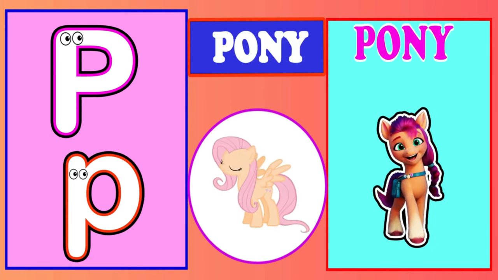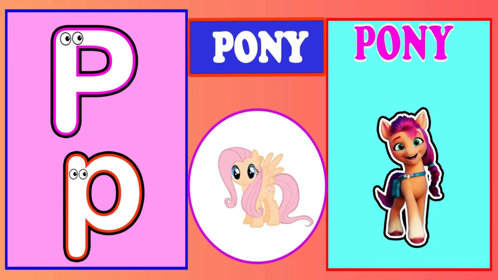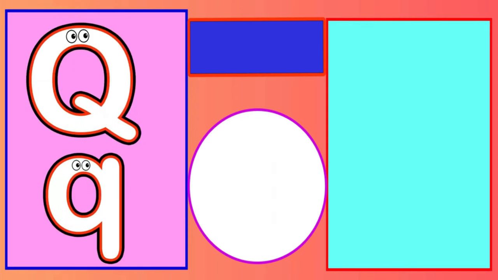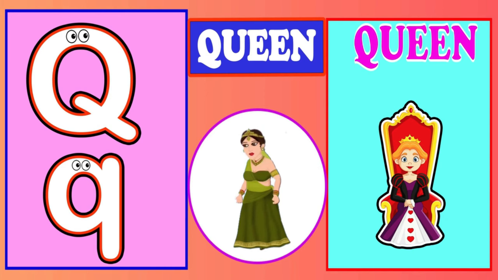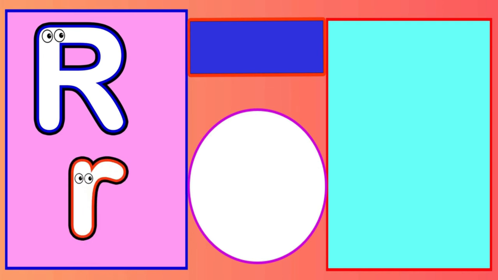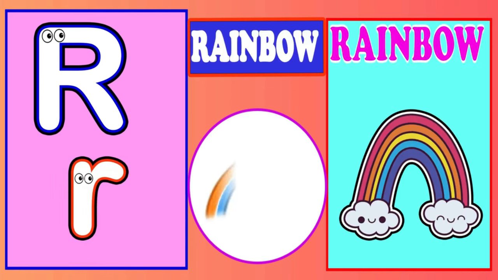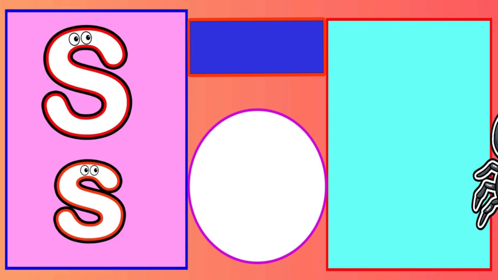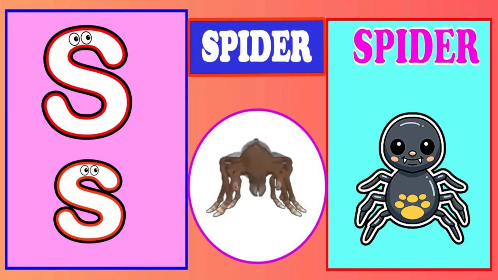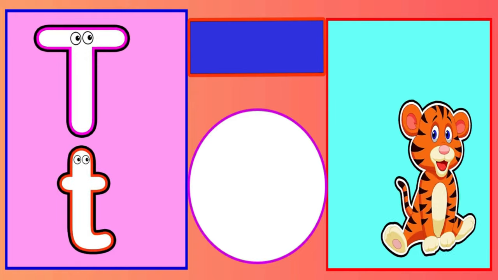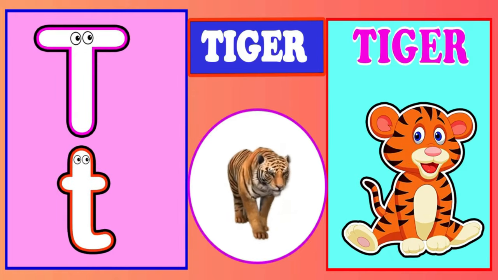P is for pony, p pony. Q is for queen, q queen. R is for rainbow. Rainbow. S is for spider. Spider. T is for tiger. Tiger.